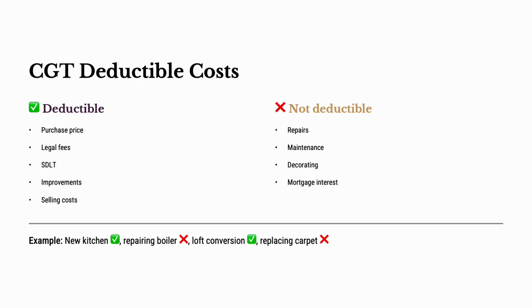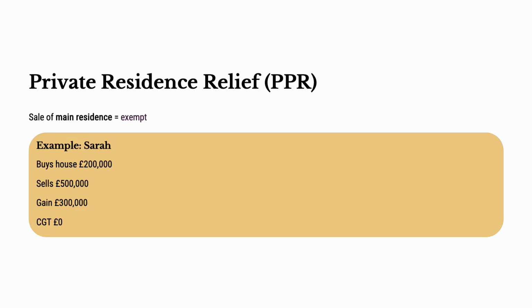So what enhances the asset is deductible. Otherwise, running cost is not. Some examples: a new kitchen, that's improvement, deductible. Repairing the boiler, that's maintenance, not deductible. Loft conversion, improvement, deductible. Replacing worn carpet, that's maintenance, not deductible. The distinction is: does it enhance the property, or is it only maintenance? That's what you need to keep in mind. Getting this distinction right can make a big difference to the CGT calculation and your exam marks.